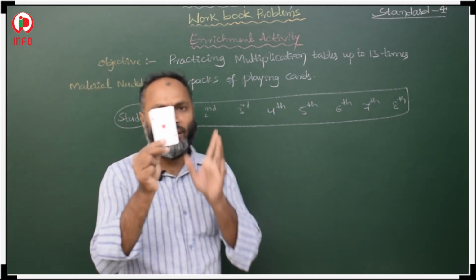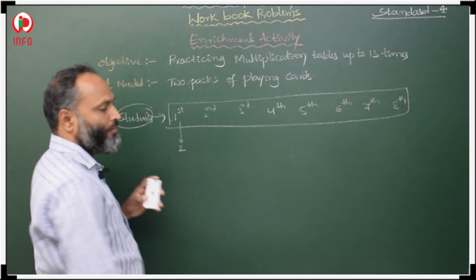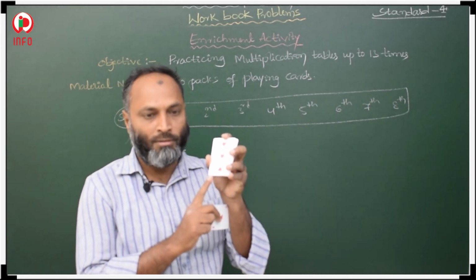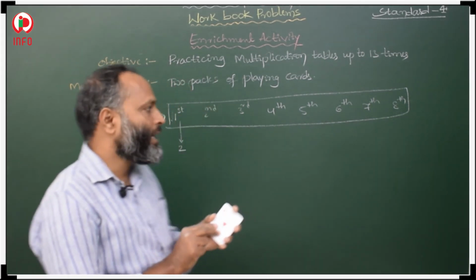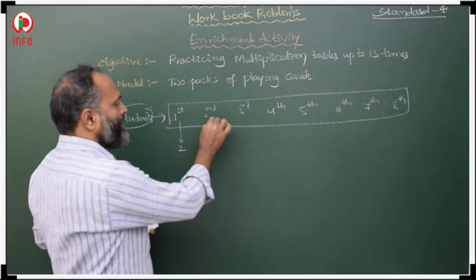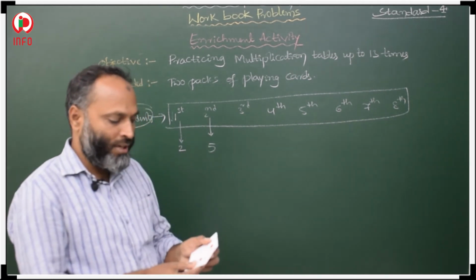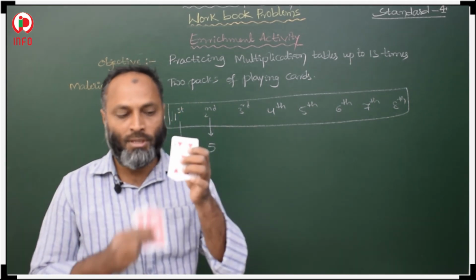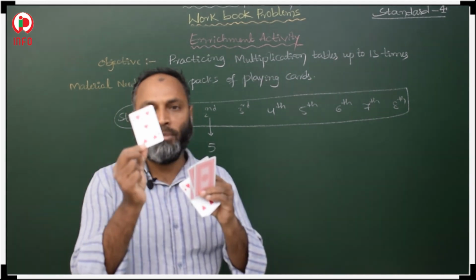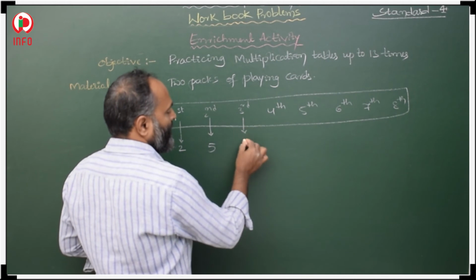Suppose from this pack one student picks a card, and that is number 2. Second number card he picked. Then this first student picked number 2. This second student picked the 5th number card. Like this, this is a 5th number card. In this way, the third student picked the 8th number card.